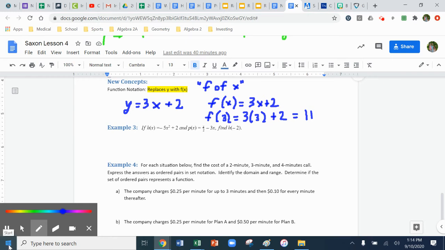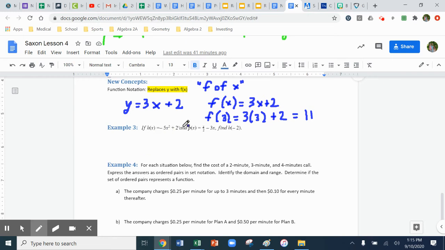H of x, we can use different letters, so h depends on x, is equal to negative 5x squared plus 2, and p of x is equal to x over 2 minus 3x. We are going to find h of negative 2. So this is similar to above. When we played 3 games of bowling, we found f of 3. We're going to take that 3, we're going to put it into the x variable of the function.